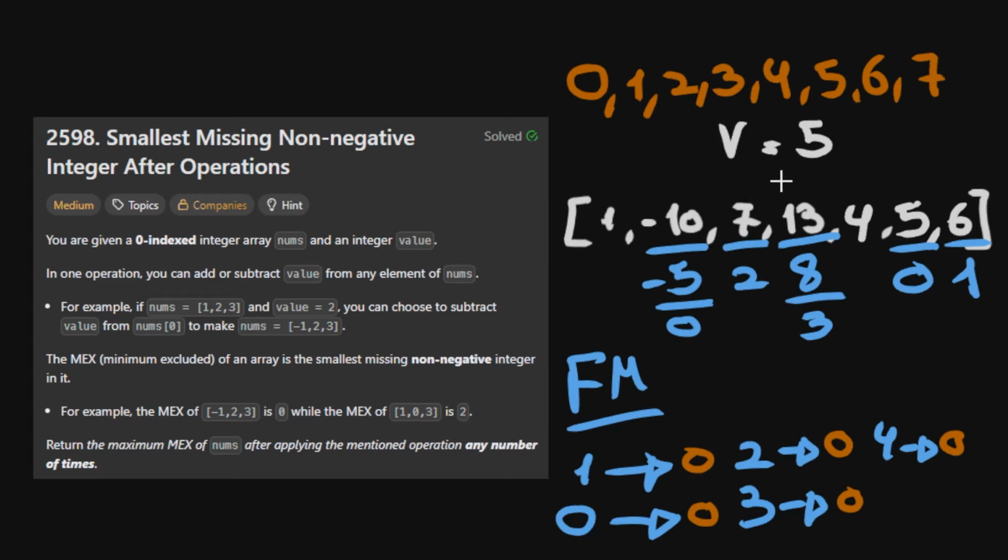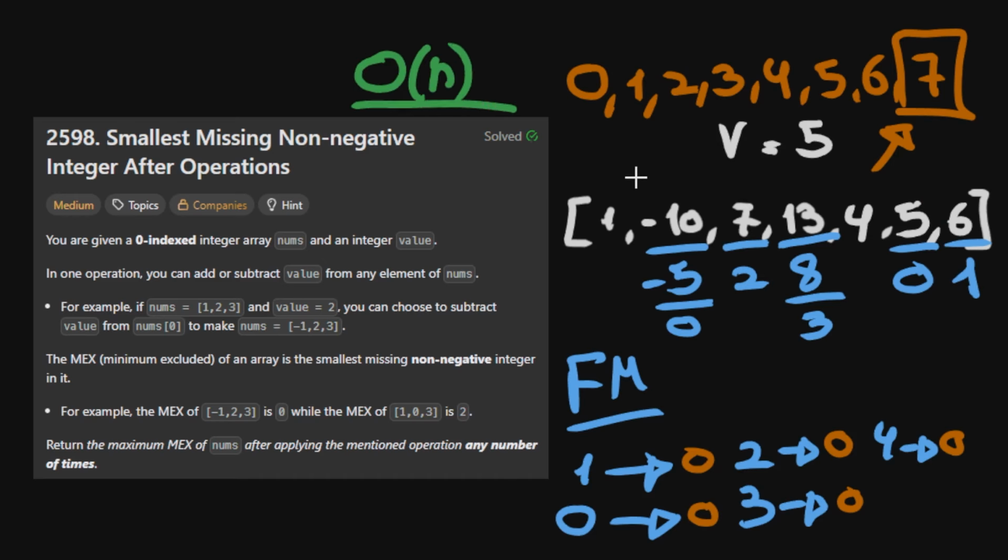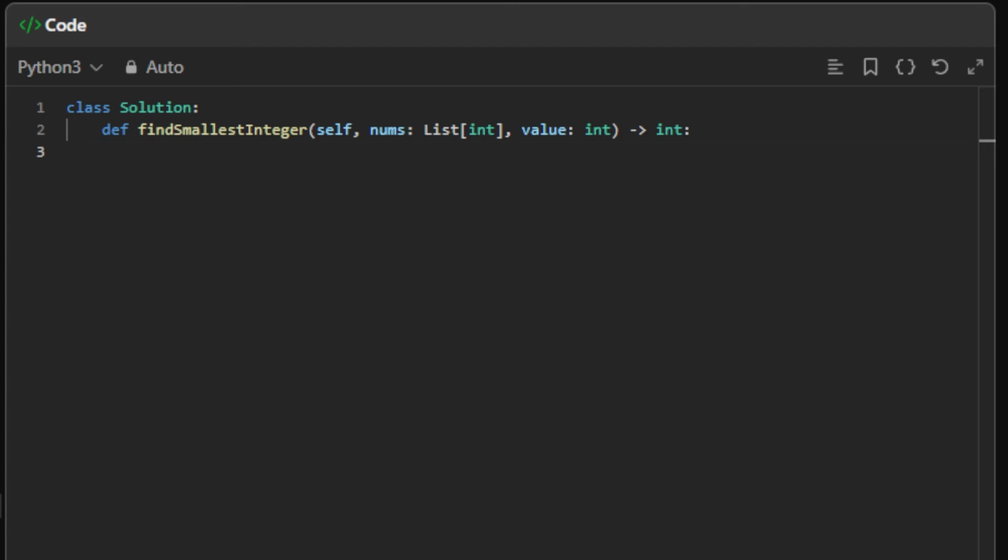And 7 modulo 5 is 2, and we are checking if we have a 2 available, and the count for 2 is 0, so we can't form a 7, so we return this. So this is the entire approach. Time and space complexity here will be big O of n. And with this in mind, let's go with the code. This is a very short code.